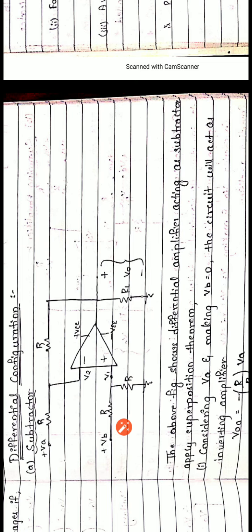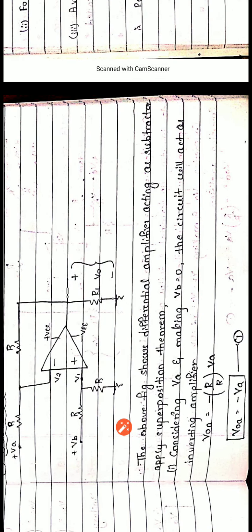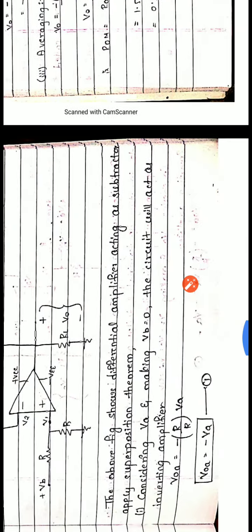At this condition, we know the formula for such a circuit is VOA equals minus R divided by R, here both R's are used, because the input resistance and the feedback resistance have the same value, that is R itself. Otherwise you can write it as RF by R1. Instead of that, it is written as R by R into VA. So the R's get cancelled and we get VOA equals minus VA directly. This is for one condition of the superposition theorem.